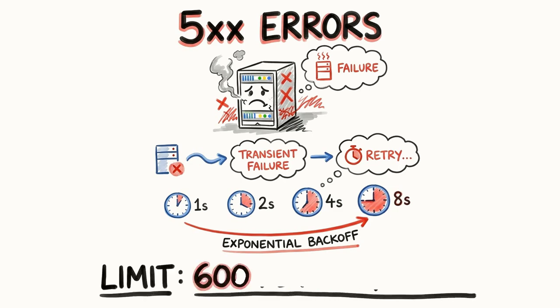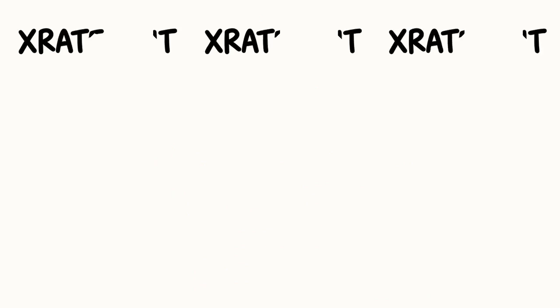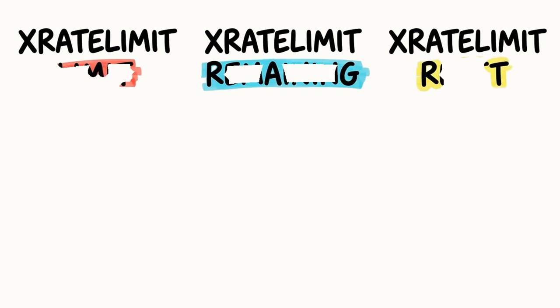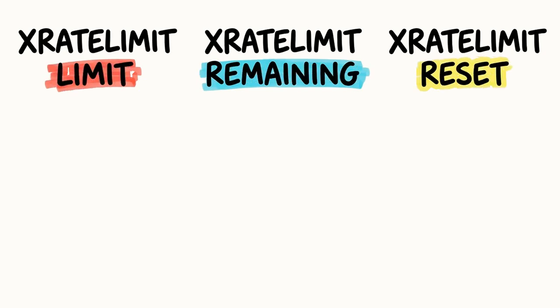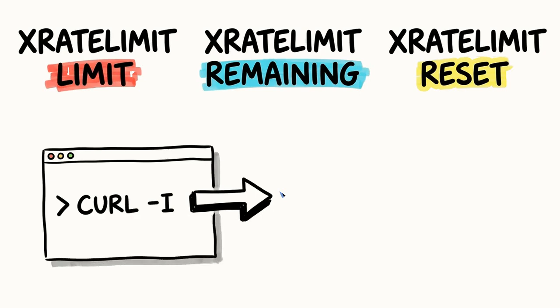By default, Trailmark allows 600 requests per minute per workspace. Every response includes rate limit headers. X-RateLimit-Limit tells you the limit. X-RateLimit-Remaining tells you how many requests are left in the current window. X-RateLimit-Reset is a Unix timestamp for when the window resets. Your client should read these and pace itself. If you want to see them directly, run curl with the -i flag to include headers. You will see the X-RateLimit headers on every response.